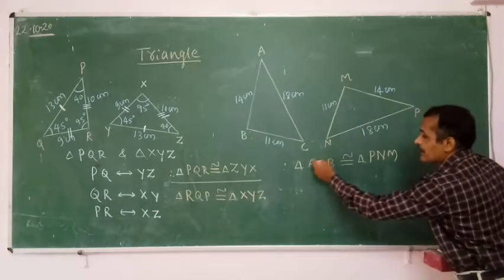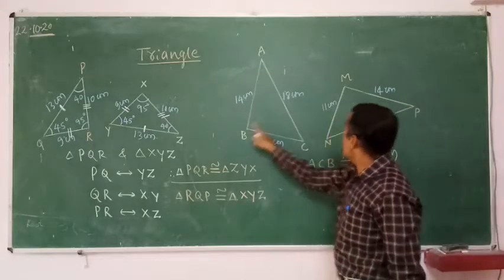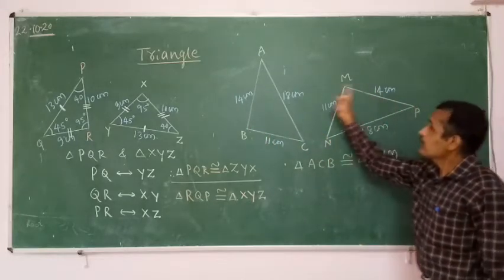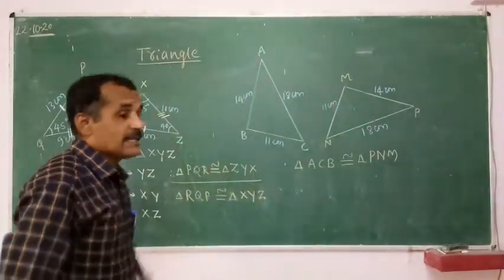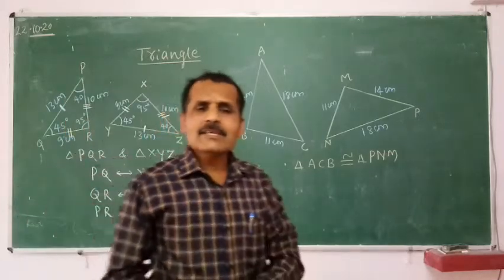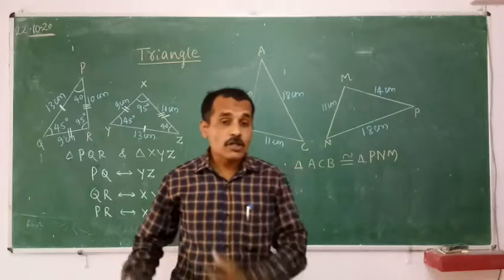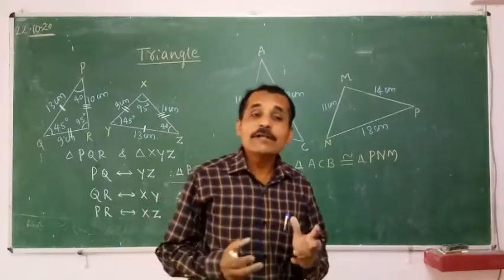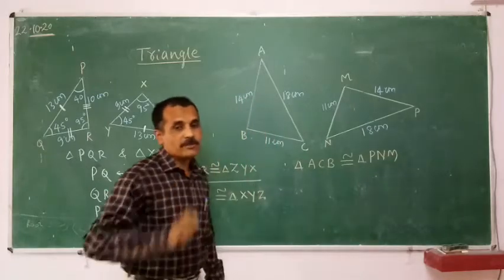First and the third alphabet, AB, PM. AB and PM both are 14 centimeters. So, in this way, we can say the two triangles are congruent. Now, let us see what the different types of congruent rules are. To solve the problems, we need some congruent rules. Let us go through the congruent rules one by one.